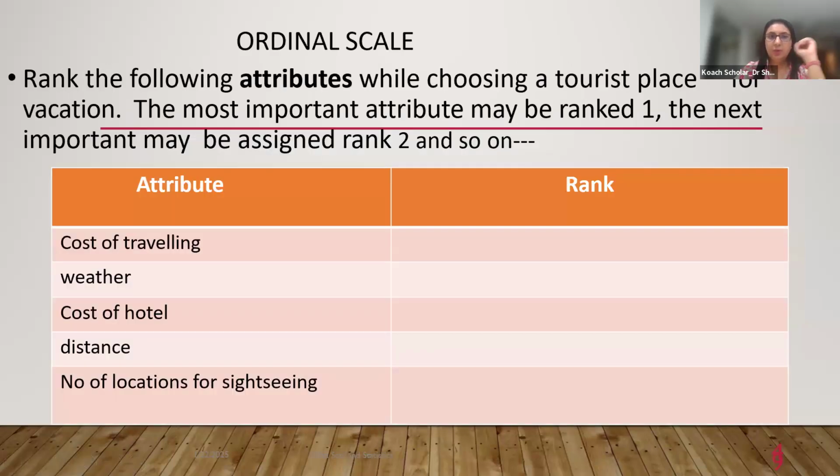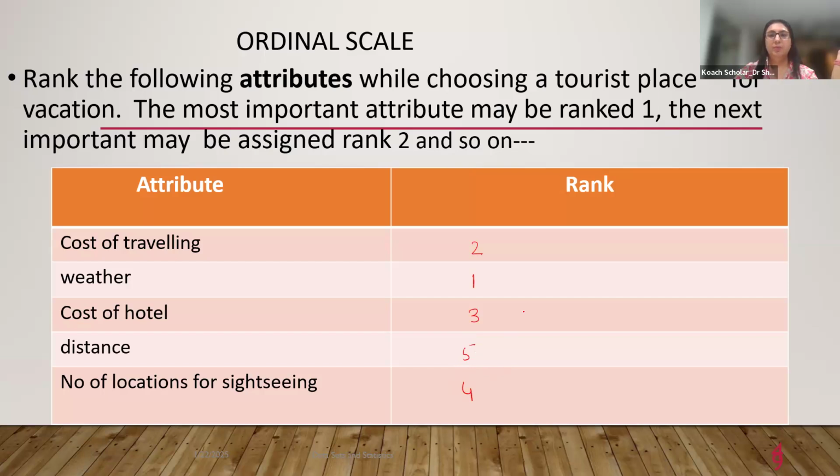Okay. Another example. Rank the following attributes while choosing a tourist place. Suppose you want to go for any tourist destination for a vacation, how would you rank it? Suppose if I have to go for a vacation, I will first give preference to weather. Then I will look at the cost, the cost of a hotel, number of location sites and distance.